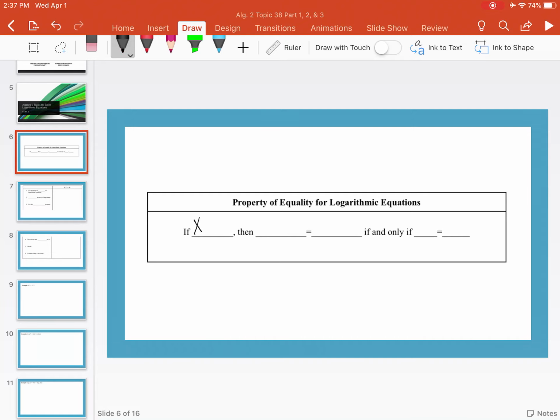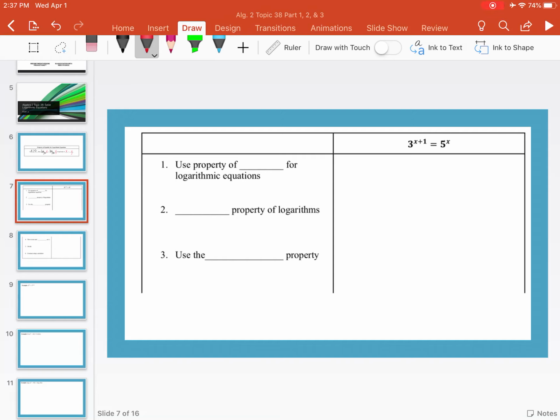So if x is greater than 0, then log base b of x equals log base b of y if and only if x equals y. So we're going to apply this property in solving problems. We're going to use the property of equality for logarithmic equations.